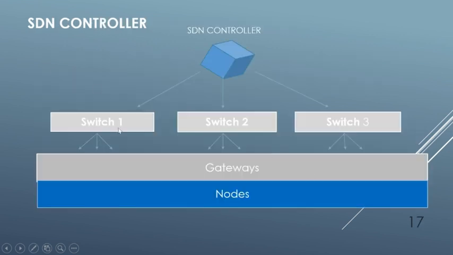This is the SDN control. Switch 1, switch 2, switch 3. On the gateway nodes, switch 1, switch 2, and switch 3 transmit the network to the gateway and nodes through these nodes.